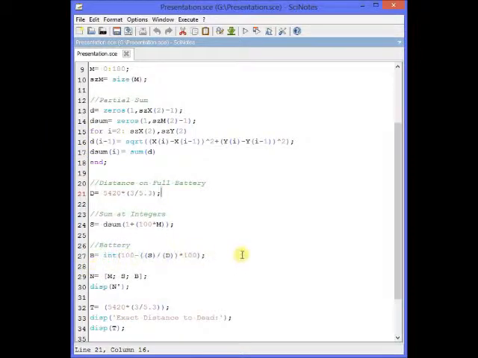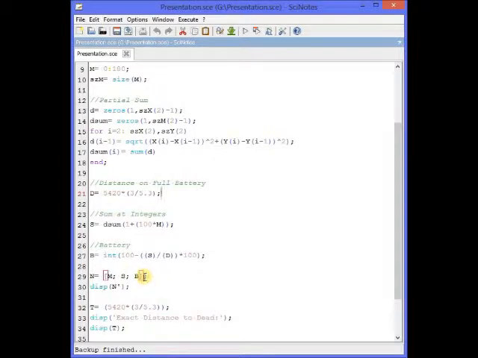Here in line 27 is my battery function. S is the partial sum, the distance that the robot has traveled so far, and D is the total distance that the robot can travel altogether. So when you divide S by D, you get a percentage of how far the robot has traveled compared to how far it can go. And so when you subtract that from 100, you get the amount of energy the robot has remaining.